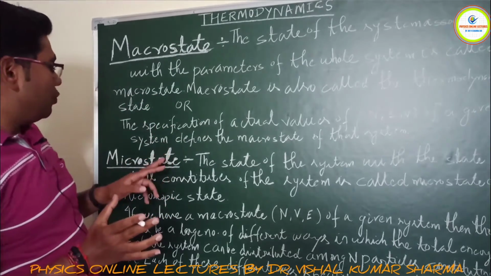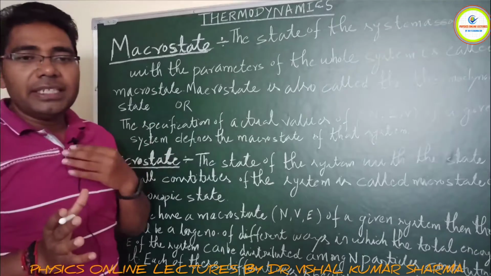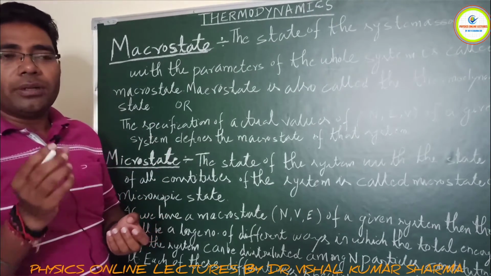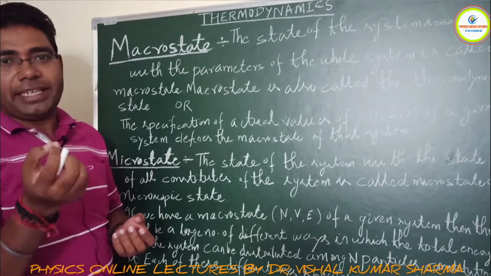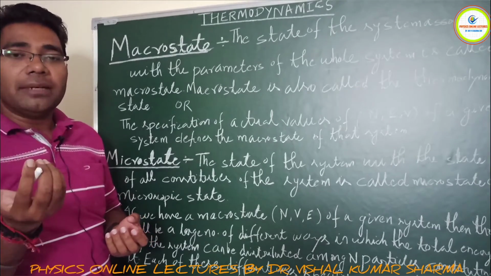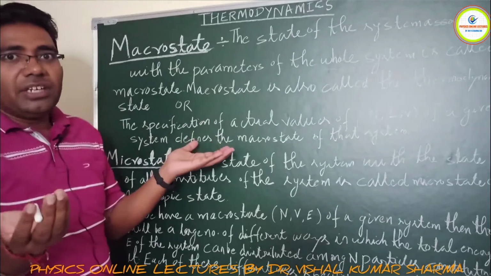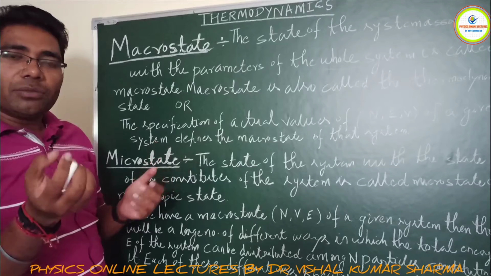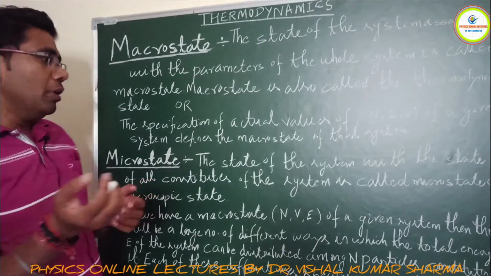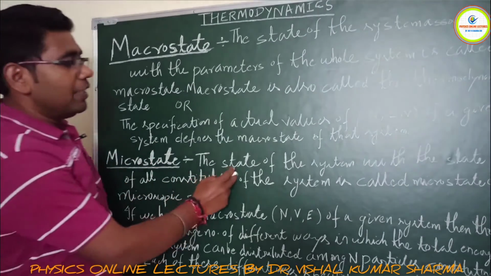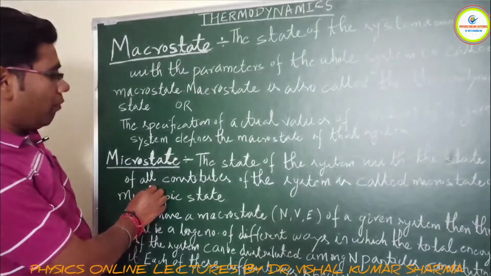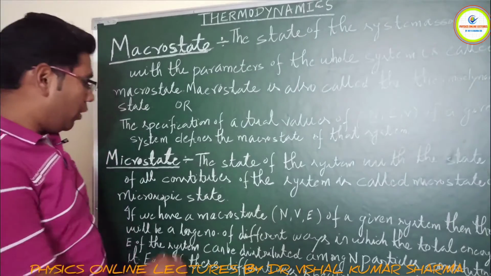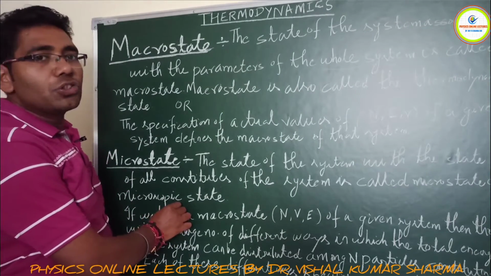Now we switch to the microstate. When we are discussing the microstate, micro means we are discussing a small scale. You can understand from the name itself. Macro means large, and micro means very small. So we can have the definition: the state of the system with the state of all constituents of the system is called the microstate, or it is also called the microscopic state.